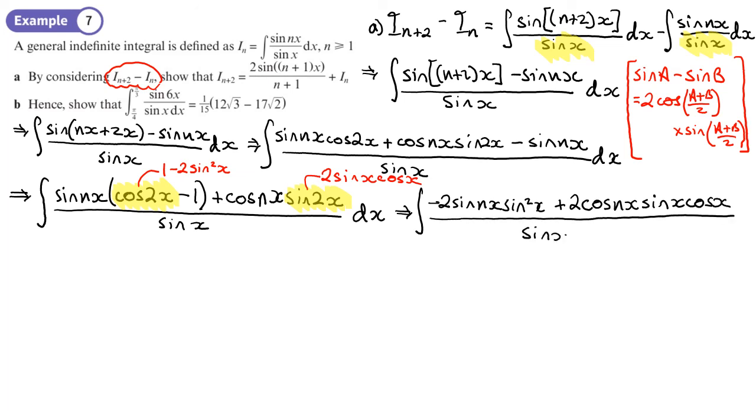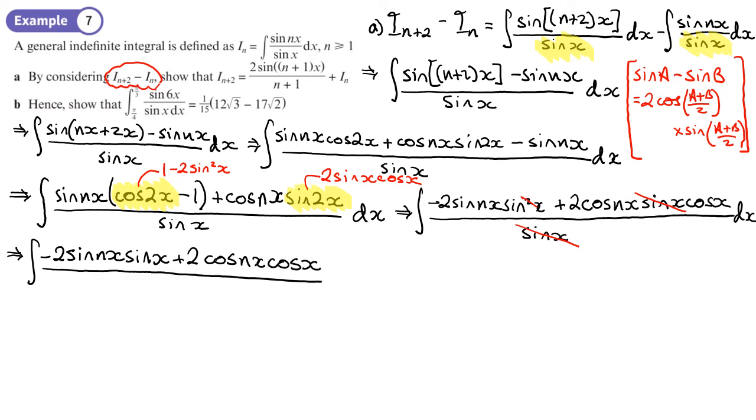Now, by doing this, every term has got a sine x in it, and then I can cancel them down. So I can cancel down sine here and sine here, and that sine squared will just become sine. So I'll be left with this in my next step: negative 2 sine nx sine x plus 2 cos nx cos x. Oh, and it's not over anything because we've just divided or cancelled down by sine, so we can write it like this. Now you may or may not recognize what's going on here.